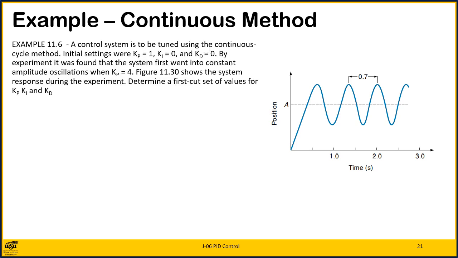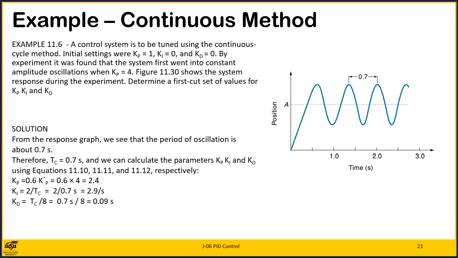Example 11.6. A control system is to be tuned using the continuous cycle method. Initial settings were Kp equal to 1, Ki equal to 0, and Kd also set to 0. By experiment, it was found that the system first went into constant amplitude oscillations when Kp was equal to 4. Figure 11.30 shows the system response during the experiment. Determine a first cut set of values for Kp, Ki, and Kd.